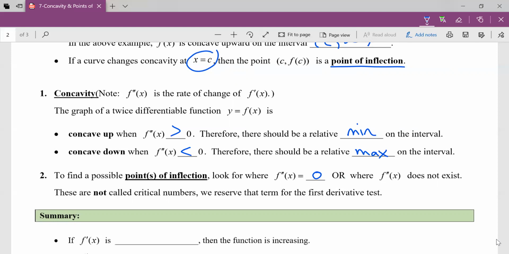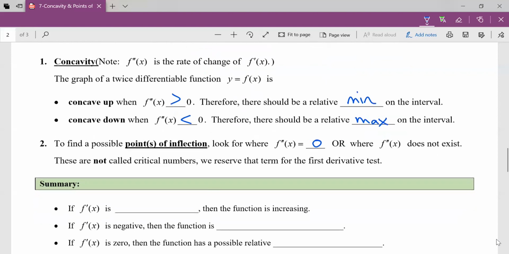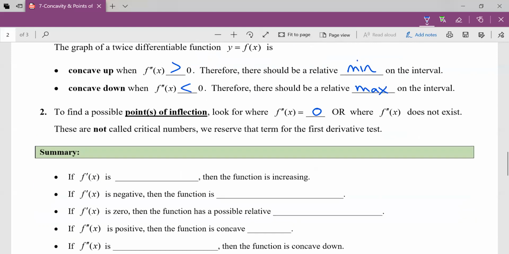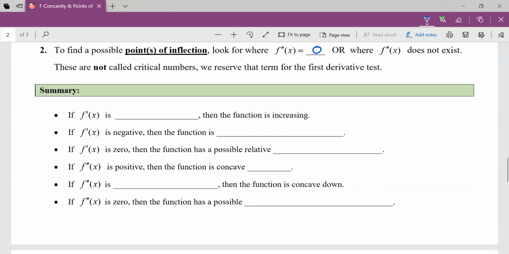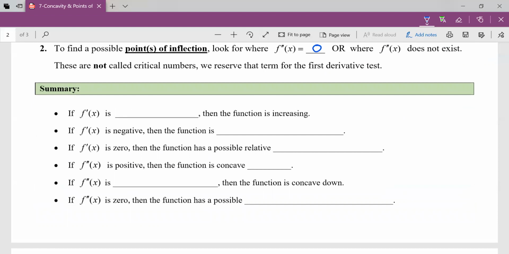Now, we don't call these critical numbers. That's used for the first derivative test. I've heard all sorts of names for it over my many years of doing this: important numbers, whatever you want to call it. Technically, we shouldn't call it a critical number. To put this in summary again, if the first derivative is positive, then we're increasing. If the first derivative is negative, we're decreasing. If the first derivative is 0, then we have a possible relative max or min. Remember, it's not guaranteed.